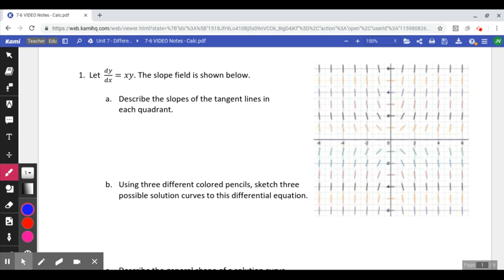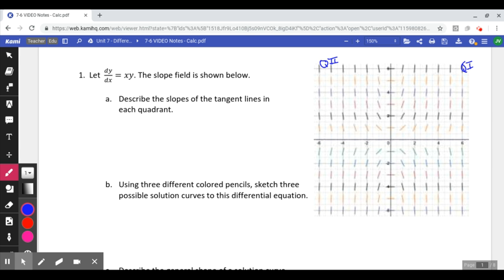In example one, we're given dy/dx as x times y, and we're also given a slope field over on the right-hand side. Part A is asking us to describe the slopes of the tangent lines in each quadrant. Let's take a look at each individual quadrant, and I'll remind you which quadrants those are. So this is Q1, and this is Q2.